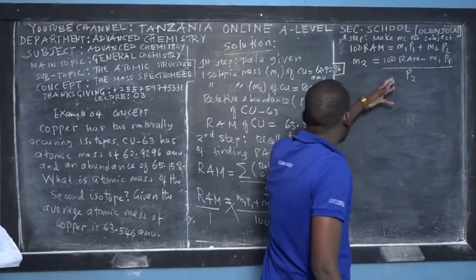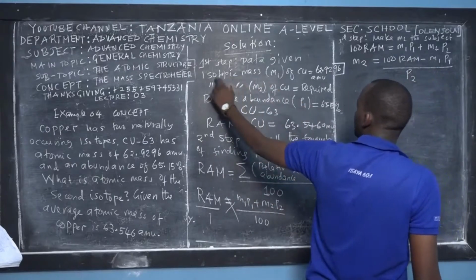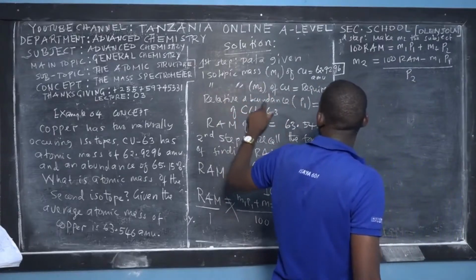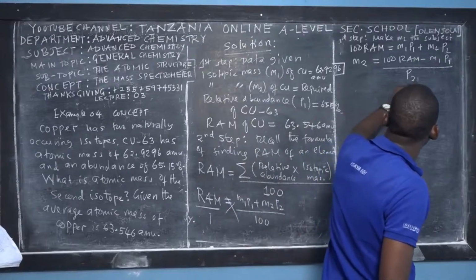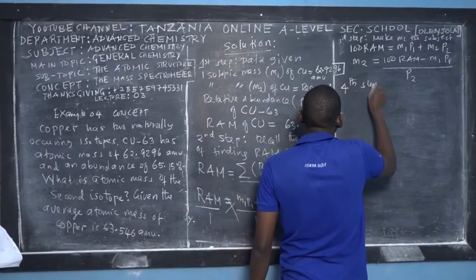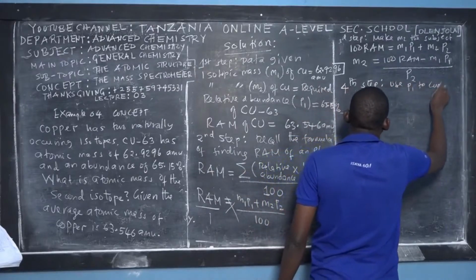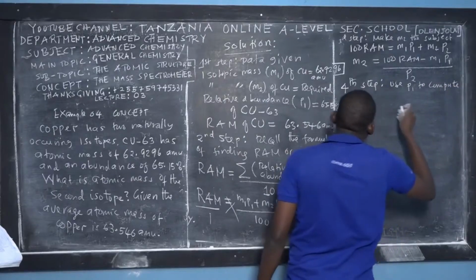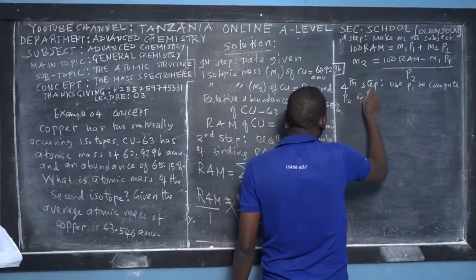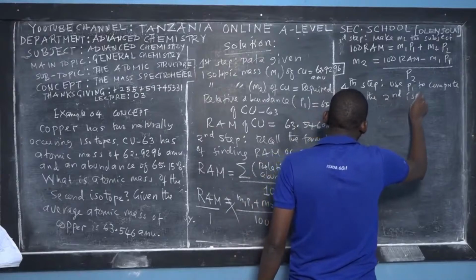The relative atomic mass will be given, we know it. The mass of the first isotope, we know. The relative abundance of the first isotope, we know. What we don't know is this one. So that's the fourth step: let us use P1 to compute P2, the relative abundance of the second isotope.